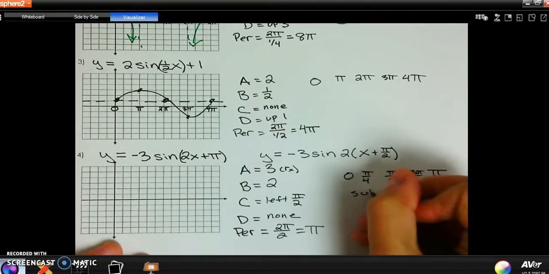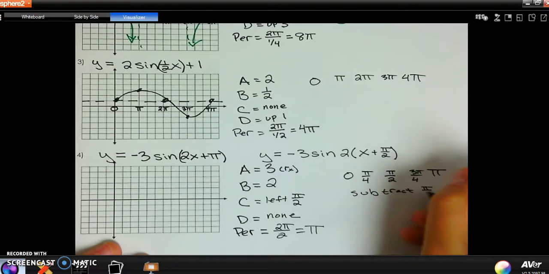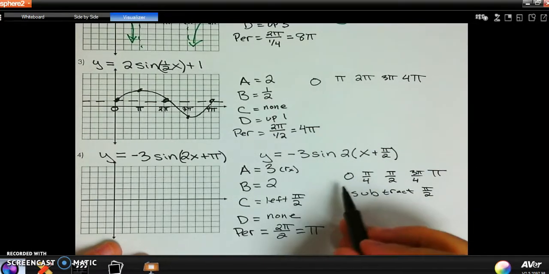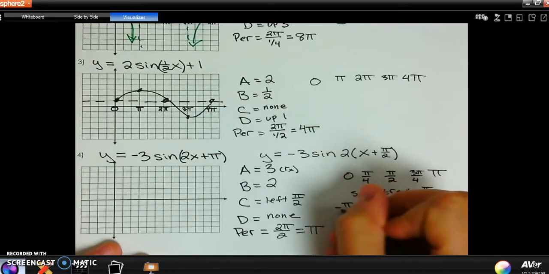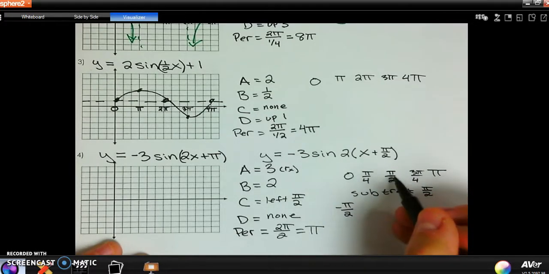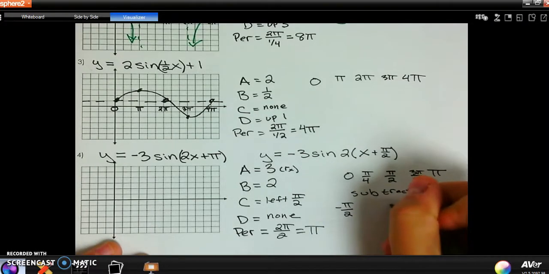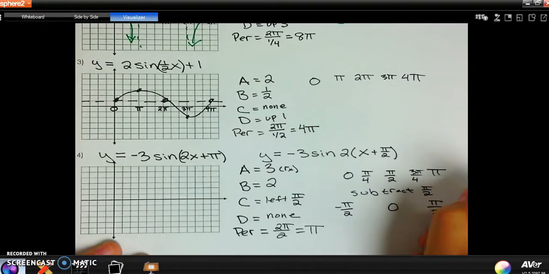So now what I need to do is subtract pi over 2 from each one of those. So 0 minus pi over 2 is negative pi over 2. That's easy. Okay, and then I'm going to skip that one for a minute. Pi over 2 minus pi over 2 is 0, and a whole minus a half is just a half. So those were kind of the easy ones.